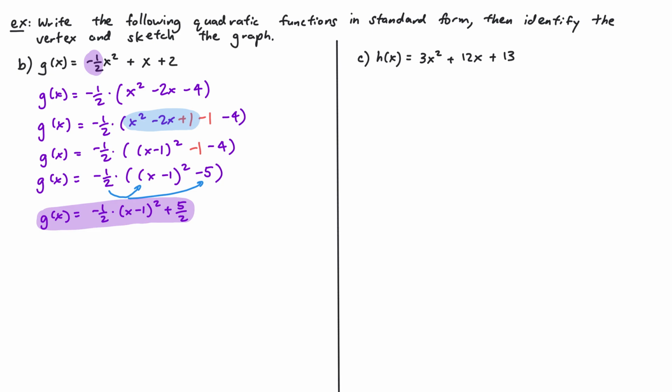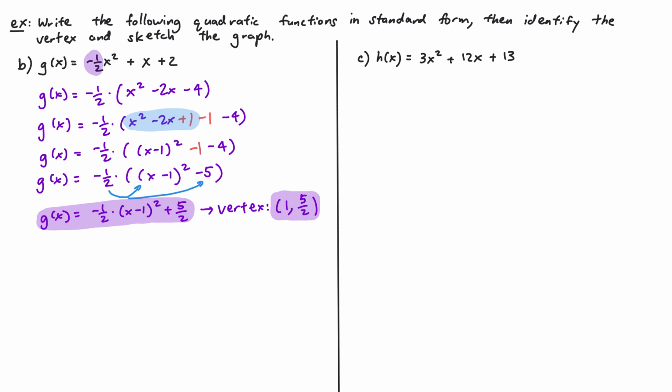Now that it's in standard form, we can read off what the vertex is. Remember that the x-coordinate of the vertex is the opposite of the number that's with the x inside the square. So there's a -1 with the x here, so the x-coordinate of our vertex is +1. And then the y-coordinate of the vertex is the number at the end. In this case, it's 5/2. So our vertex is (1, 5/2).